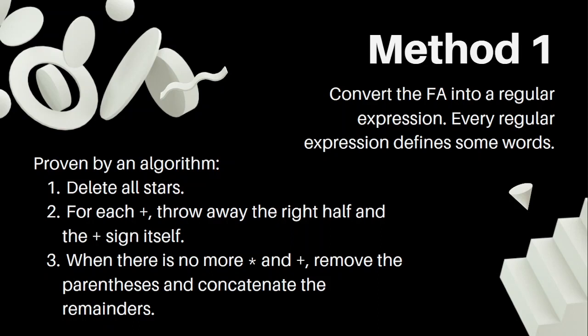So first, we delete all stars, and then for each plus, throw away the right half and the plus sign itself, and when there is no more star and plus, we remove the parentheses and concatenate the remainders. So let's do an example.